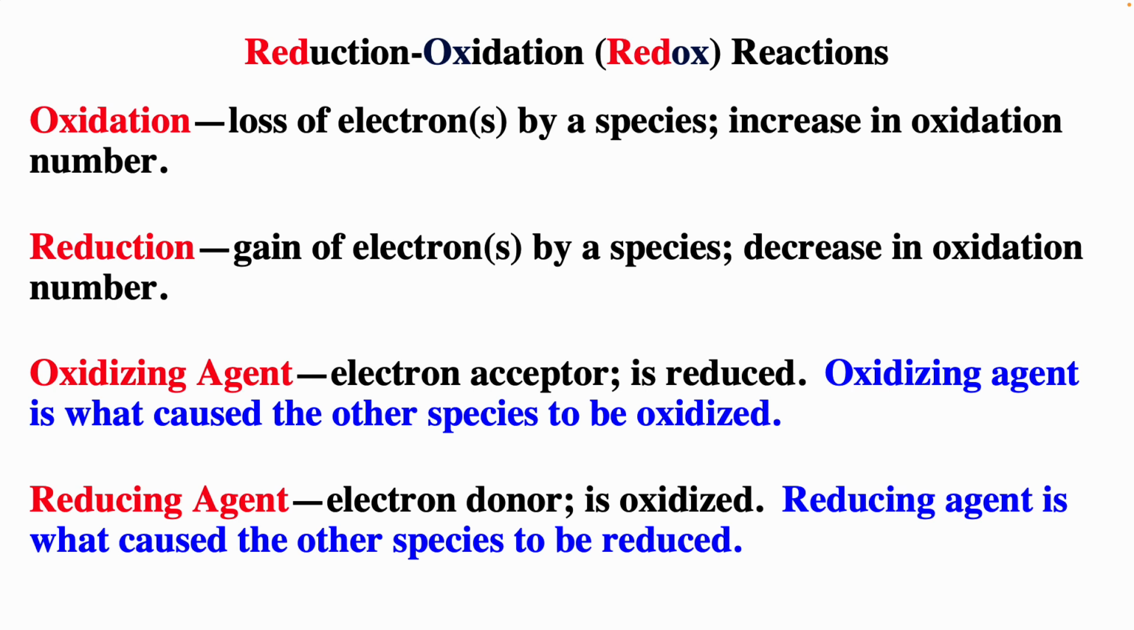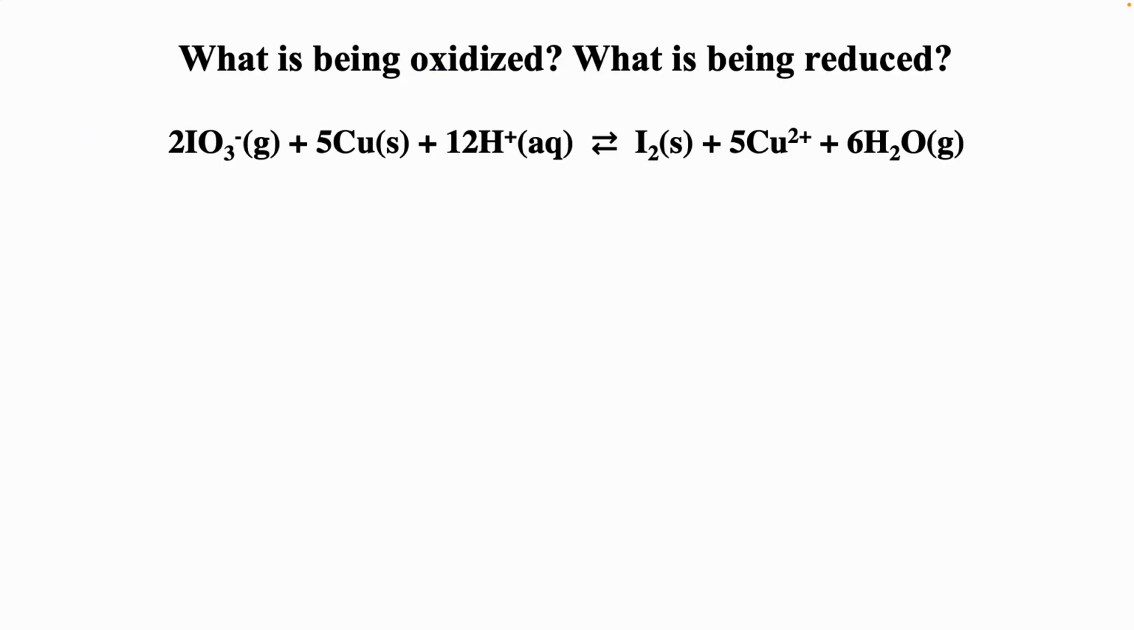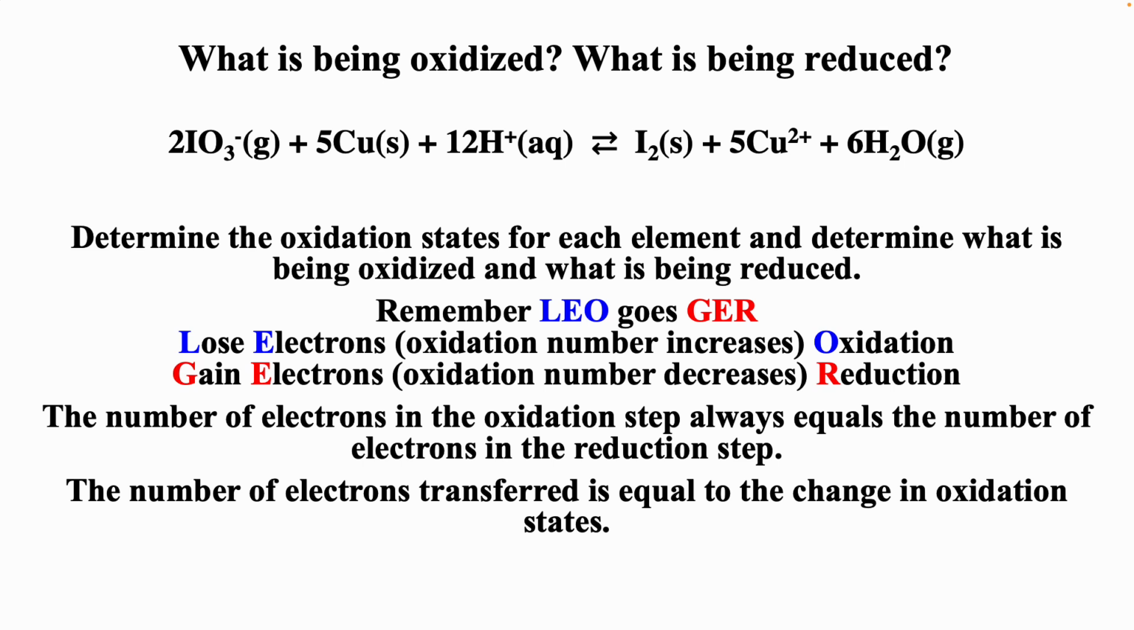Oxidizing agent is what causes the oxidation, and so oxidizing agents are reduced. Reducing agents are what causes the reduction, and so reducing agents are oxidized. And so a question you could see is, in the following reaction, what is being oxidized, what is being reduced? And so again, you have to determine oxidation states of all the elements and determine what is gaining electrons and what is losing electrons.